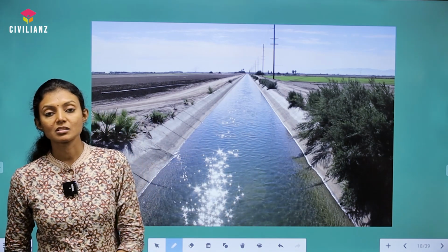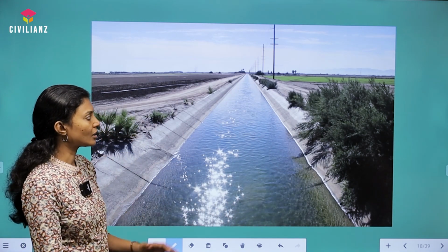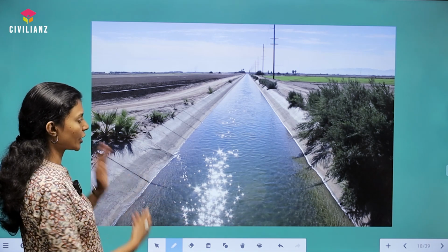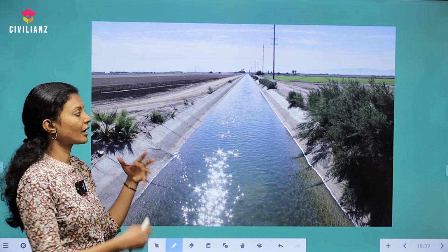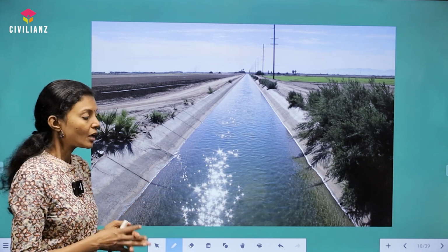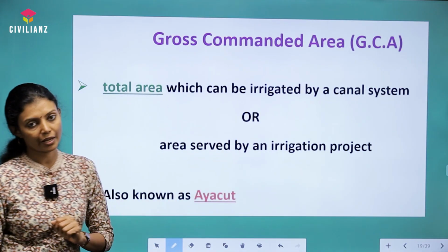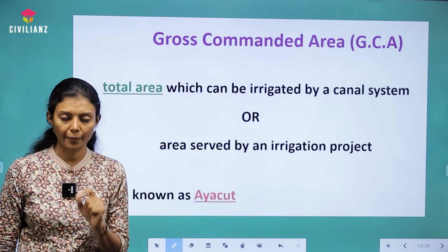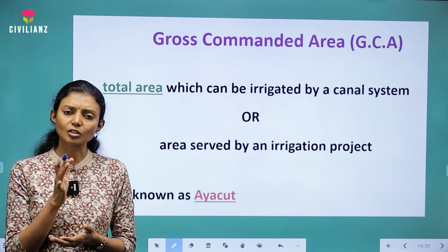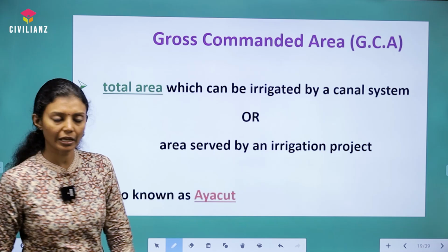Now we will be discussing another concept. Here you can see a comparatively large canal which is flowing, and on both sides we have different areas distributed around the canal. We will be discussing gross commanded area, GCA. If you have a canal system, what is the total area that can be irrigated using the canal system?